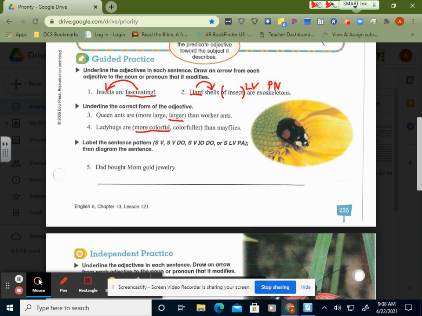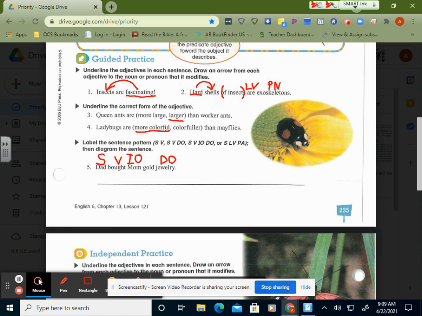All right. Now we've got to label the sentence and then we're going to diagram it. So help me out. Where's my subject in sentence 5, Ava? Dad is the subject. What's the verb, Bishop? Bought. All right, it's an action verb. So do I have a DO, Boyd? Yes. And what is my DO? Jewelry. Jewelry, good. Dad bought jewelry for who? Monica? Mom is the IO. So gold is what?